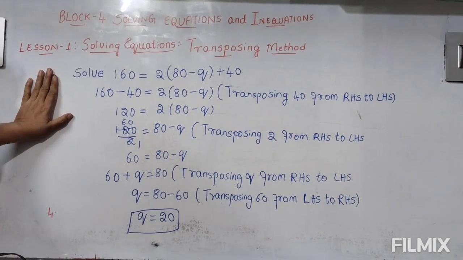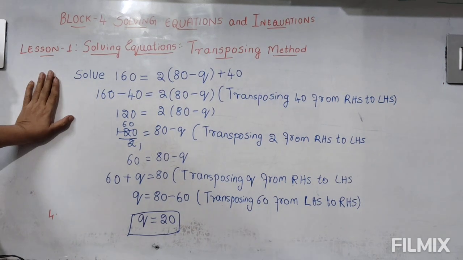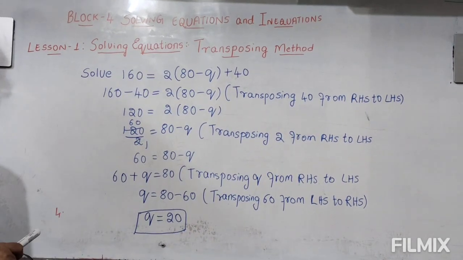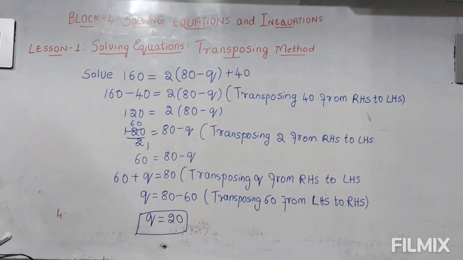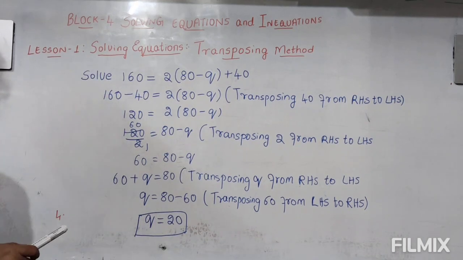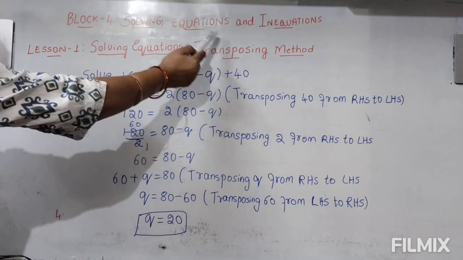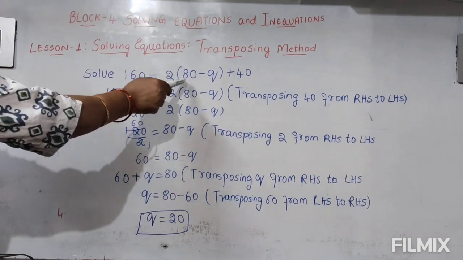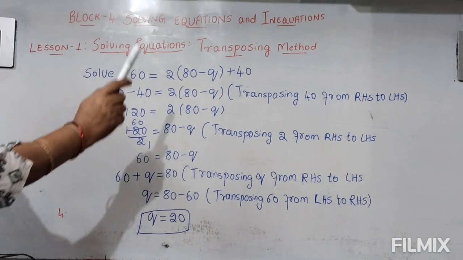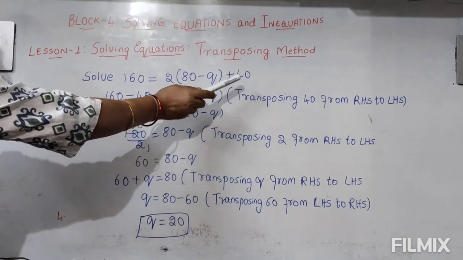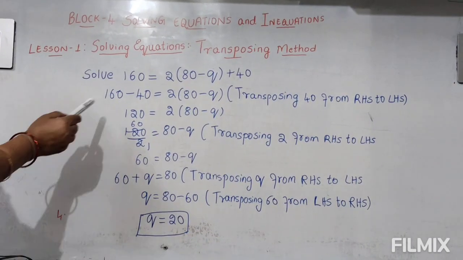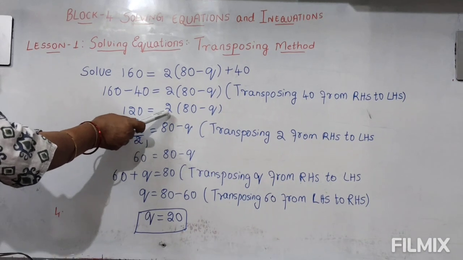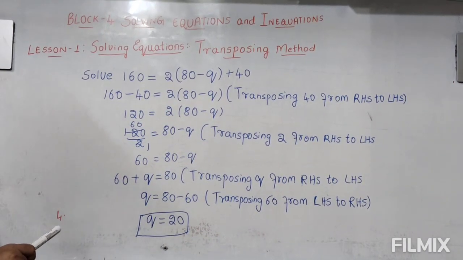Look at one more example sum based on linear equations. Solve 160 is equal to 2 into (80 minus q) plus 40. So 160, this plus 40 I am bringing towards the left hand side. It becomes minus 40, and that equals 2 into (80 minus q). That is transposing plus 40 from the right hand side to the left hand side. Therefore, 160 minus 40 is 120, which is equal to 2 into (80 minus q).